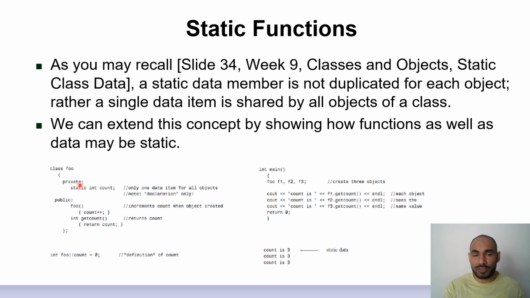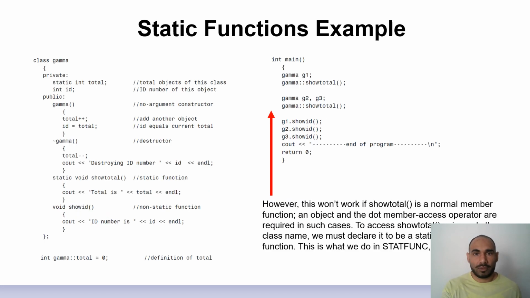If we remove the static keyword from here, in that case each of these three objects will have three separate copies of this count, and they will be independent of each other. However, when our data member is static, all the objects share a single copy of the data member. You can look at this program and try to understand what we are trying to do here, but I wanted to say that when we have static data members, they have only one copy for all the objects. Now, this concept was about data members. We can extend this concept by showing how functions as well as data may be static.